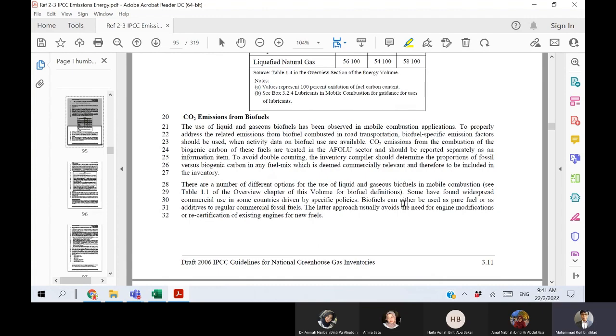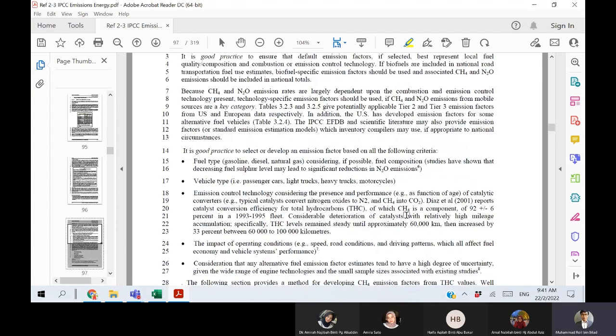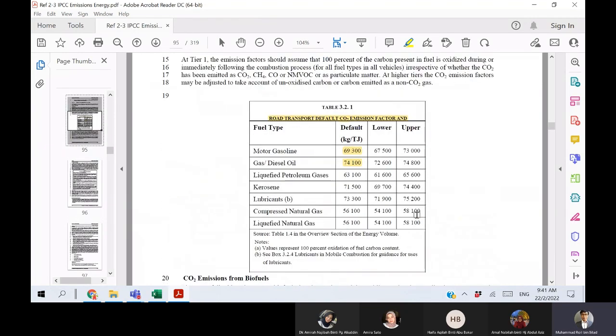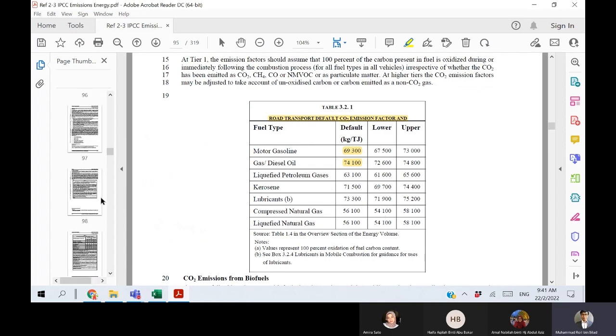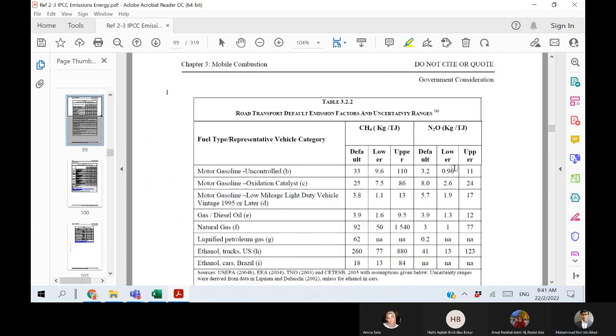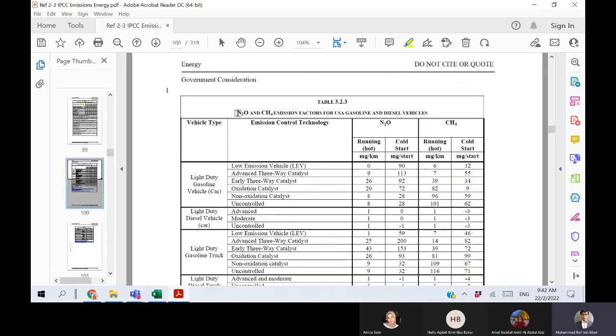Where is the SOX? What table is this? 3.2.1. Okay, 3.2.3. Where is 3.2.2? Okay. This one is also road transport. There will be no big difference. So N2O and CH4 for gasoline and diesel vehicles. So I use this data.